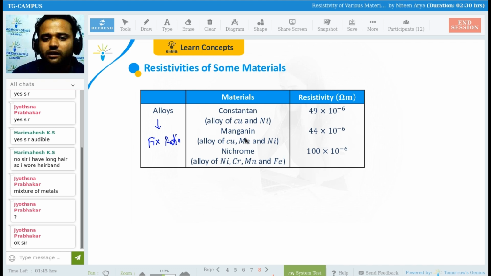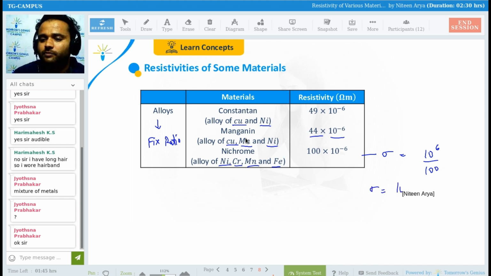So constantan is an alloy of copper and nickel. Manganin is an alloy of copper, manganese, and nickel. Nichrome is an alloy of nickel, chromium, manganese, and iron. And their resistivity is 49 into 10 to the power minus 6, 44 into 10 to the power minus 6. This is very easy. So you can find the conductivity is 10 to the power 6 and 100.